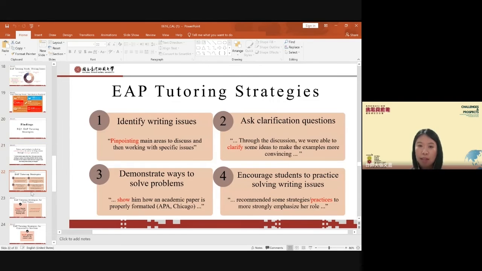So we also identified 4 EAP tutoring strategies based on our tutors' responses. The first one is to identify writing issues and then ask clarification questions and demonstrate ways to solve problems. And eventually, some of them would encourage students to practice solving writing issues. So based on the 4 strategies, you can tell there's a lot of active participation needed from the tutees.